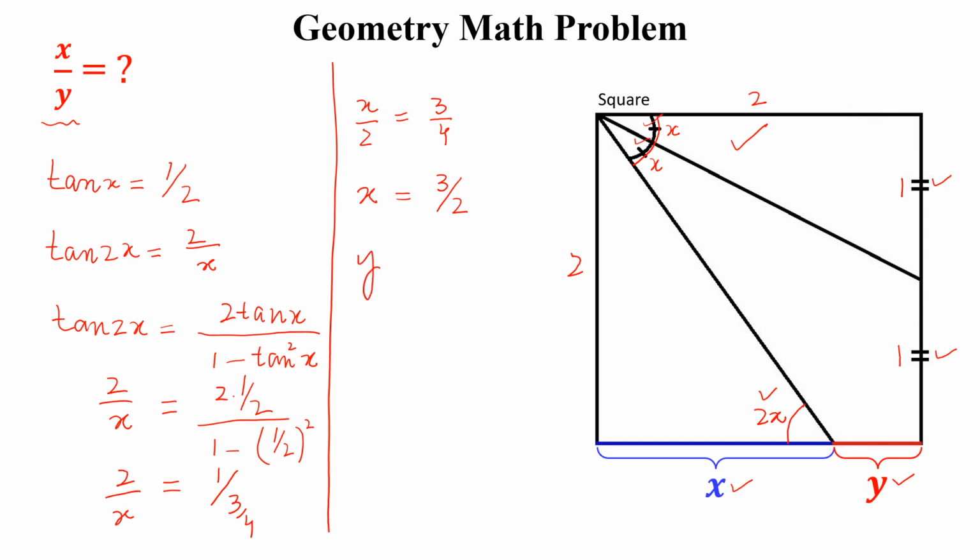Now y will be equal to 2, the side of the square is 2, and 2 minus x. So 2 minus 3 by 2. So y is equal to 1 by 2. And then x by y will be equal to 3 by 2 divided by 1 by 2, and x by y will be equal to 3. And this is the required answer.